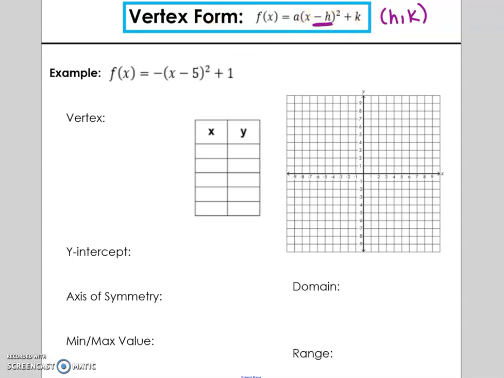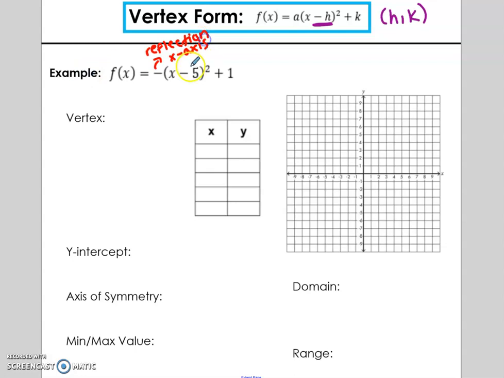We can think about this with transformations that we talked about in the first unit. If we know a parent function of a quadratic is x squared, we can tell that minus h means it's moving horizontally, and the plus k means it's moving vertically. So let's think about this when we look at this first example. So f(x) = -(x - 5)^2 + 1. So this is in vertex form. If we were thinking about transformations from the first unit, we could see that this negative in front means that it's a reflection over the x-axis.